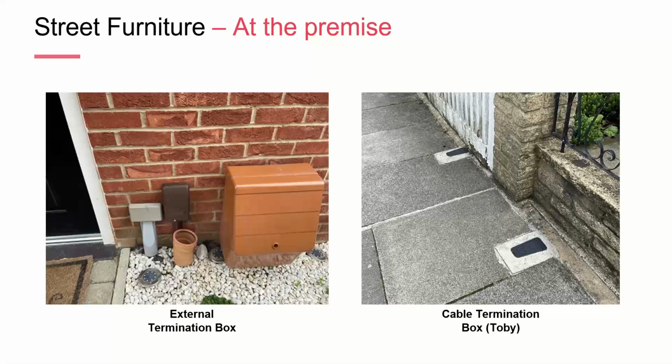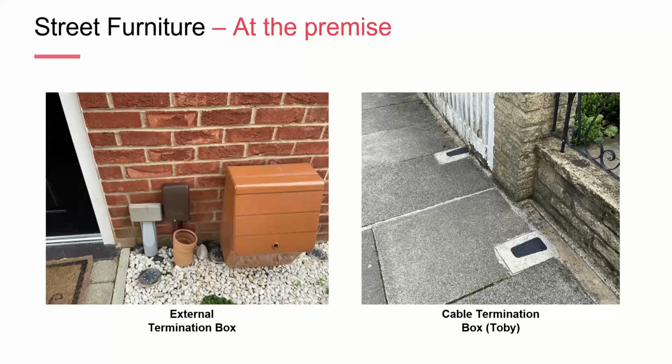And if they have had something deployed, then you'll have an external termination box. You can see on the left-hand side, there's the grey one there that's Openreach, and that brown one is a Virgin Media one. And inside there are some components which I'll talk about in a bit. And also on the floor, there are, with Virgin Media, some cable termination boxes, sometimes called a TOBY, that allows them to do the last step from the street to the premise.